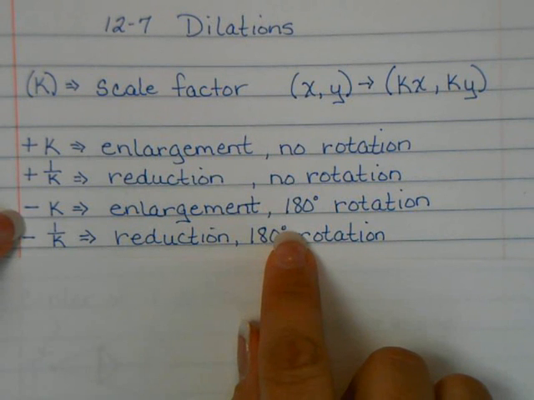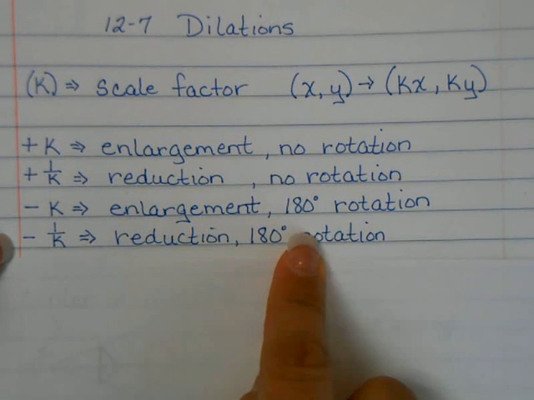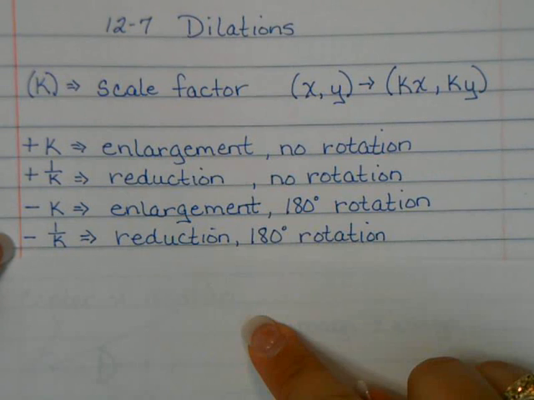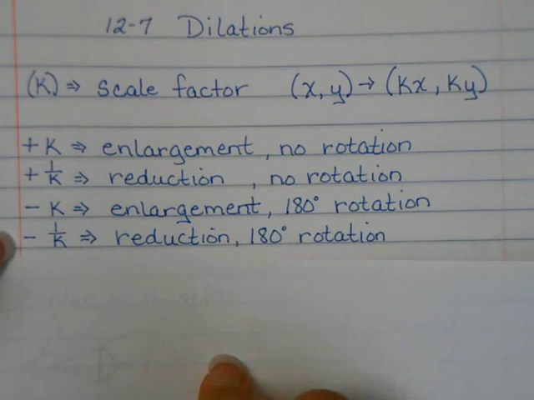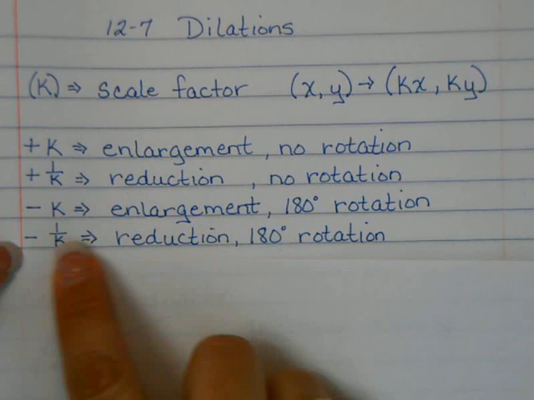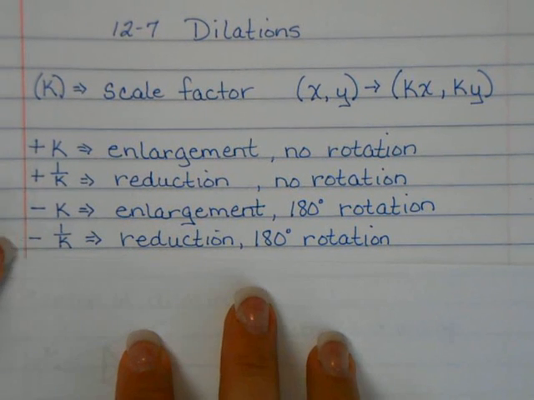But if I switch my scale factor to a negative, I now have a 180-degree rotation, which means that wherever it started going in this direction, now it's going to go in this direction and head down here. If it's a negative whole number, I'm going to enlarge it. And if it's a negative 1 over a number, it will be reduced.